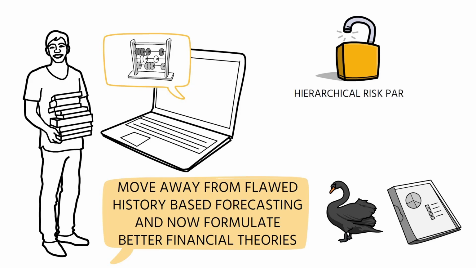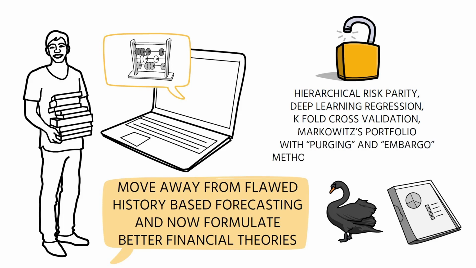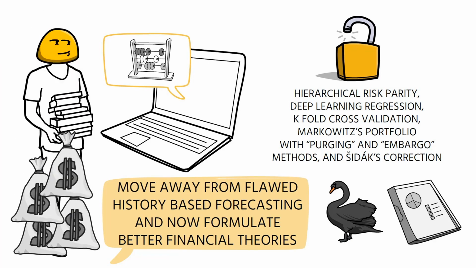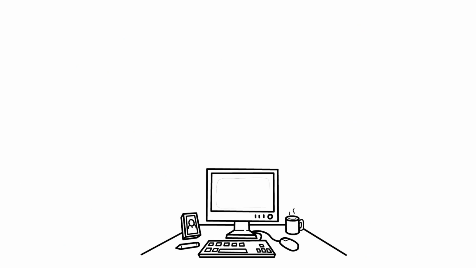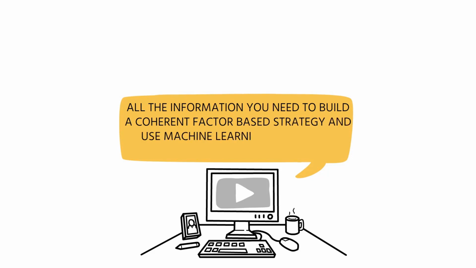Hierarchical risk parity, deep learning regression, k-fold cross-validation, Markowitz's portfolio with purging and embargo methods, and 6 correction to name a few. An investor who can leverage these can capitalize on an economic environment with an untapped capacity of billions of dollars. Having taken this course, you now have all the information you need to build a coherent factor-based strategy and use machine learning techniques to boost system performance.